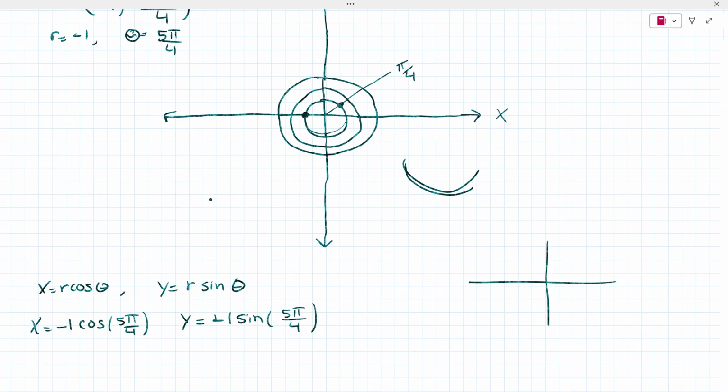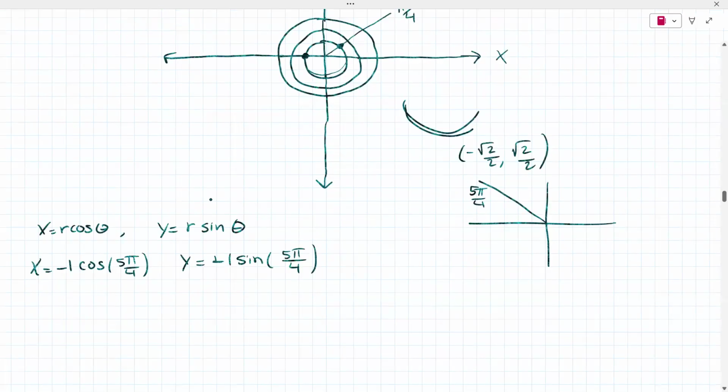5 pi over 4 is 225. So that would be in quadrant 3. So that means it has an x coordinate of negative radical 2 over 2 and a y coordinate of negative radical 2 over 2, because we're in that quadrant, right? So it's going to be x equals -1, and then cosine of 5 pi over 4 is negative radical 2 over 2. And then my y is -1, and then my sine is radical 2 over 2.